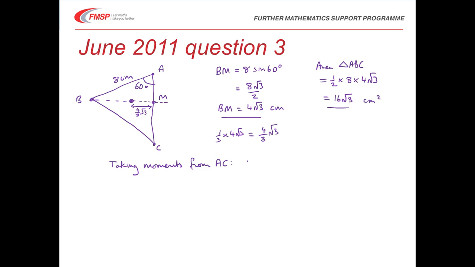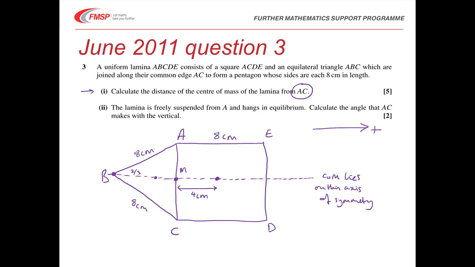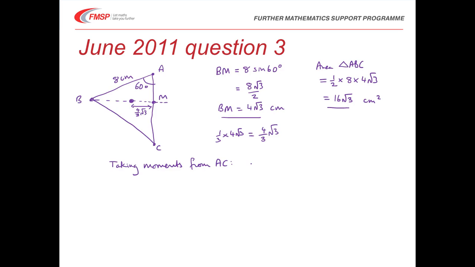Just for a moment, let me glance back at the diagram. So we're going to consider to the right the mass acting at this point 4 centimetres to the right, and then the mass of the triangle ABC acting at this point. We're using the area to represent the mass because they're proportional. So first of all, I want the sum of all the mass times the distance I'm trying to find, and that's equal to the sum for each separate bit of the mass times its own little distance from the axis AC. Well, the total mass is 64 for the square plus 16 root 3 for the triangle.